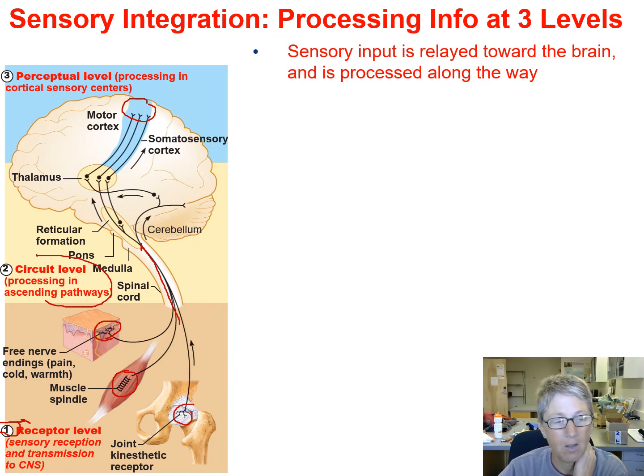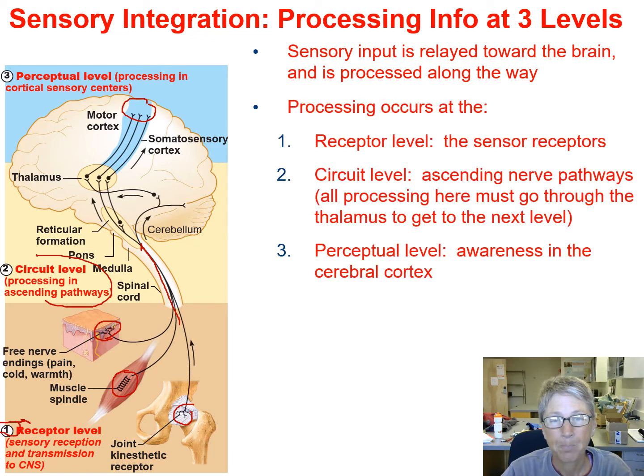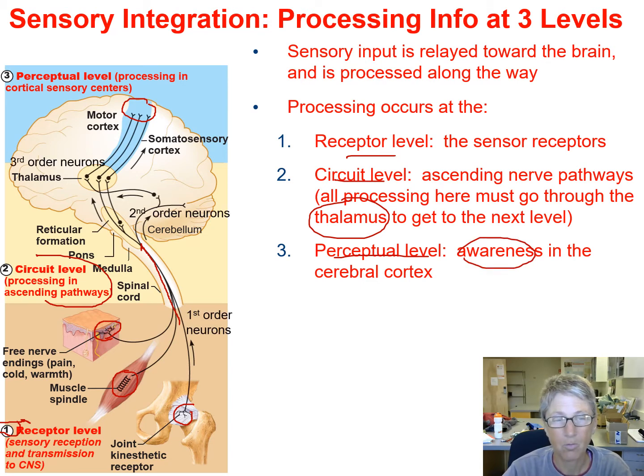So sensory input is relayed toward the brain, and it gets processed along the way. We just looked at the 3 levels: the receptor level, the circuit level, and the perceptual level. At the receptor level, the processing is just sensing, using your receptors out here to sense things. And then at the circuit level, processing involves taking that information up to the thalamus. And then at the perceptual level, processing includes becoming aware of what you just sensed in your cerebral cortex.